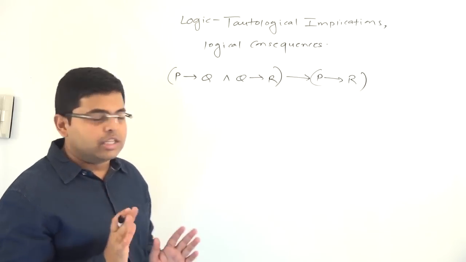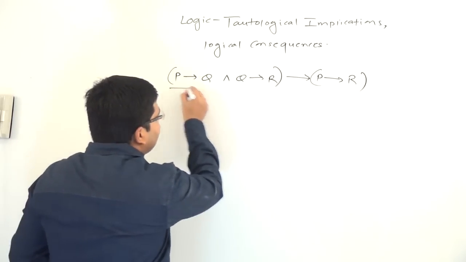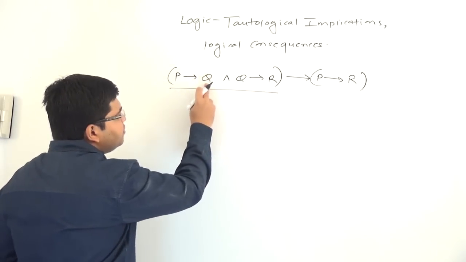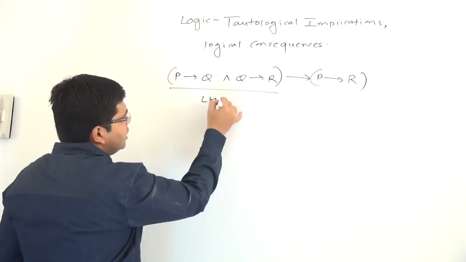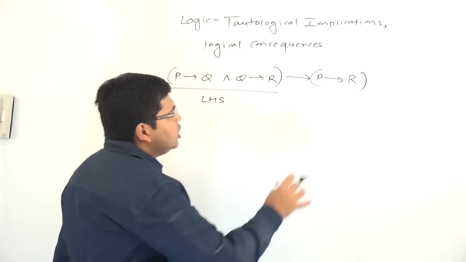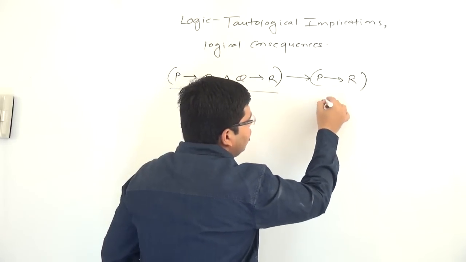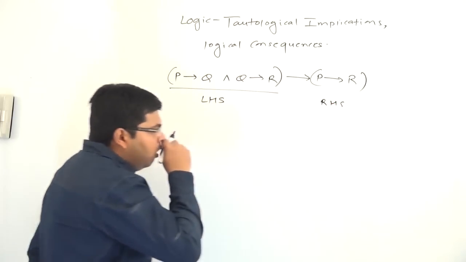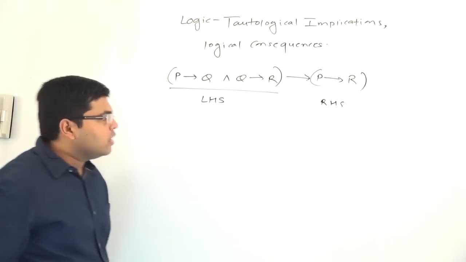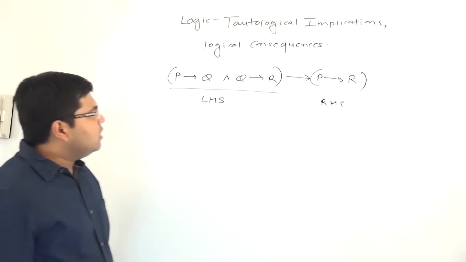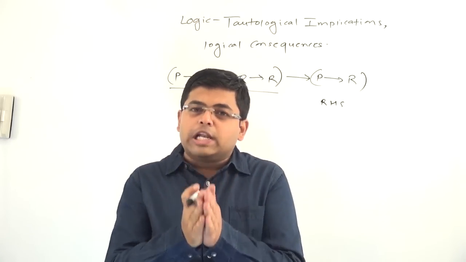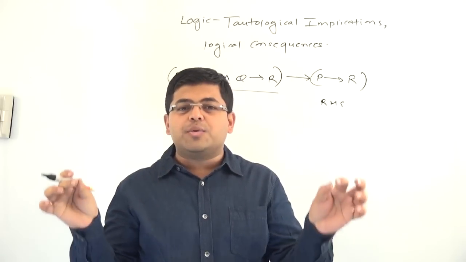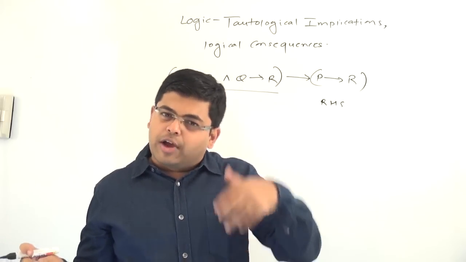Now you should try to understand one thing, that whatever I have written is basically an implication, a conditional statement. This entire formula, P implies Q and Q implies R, we will call the left hand side, and this formula, P implies R, we will call the right hand side. And what I am saying is, there are certain implications whose value can never be false. Their value will always be true.